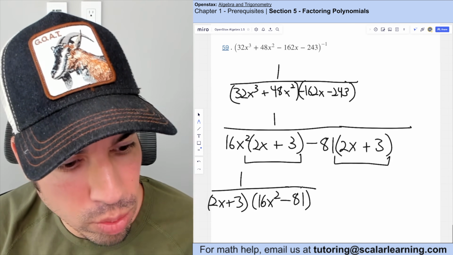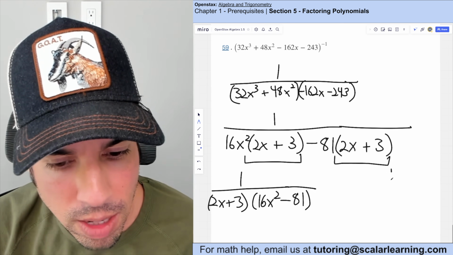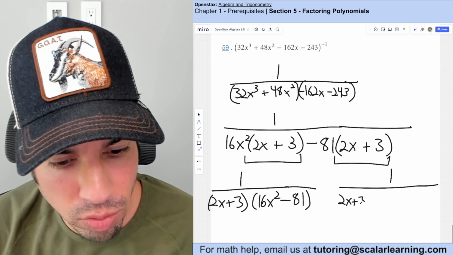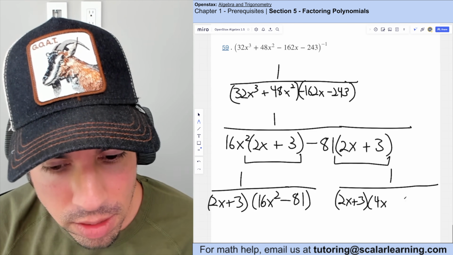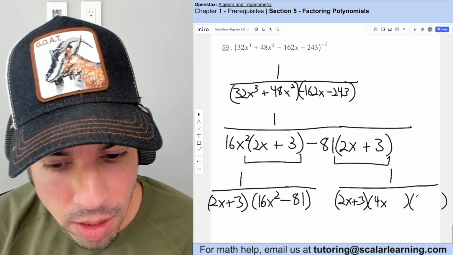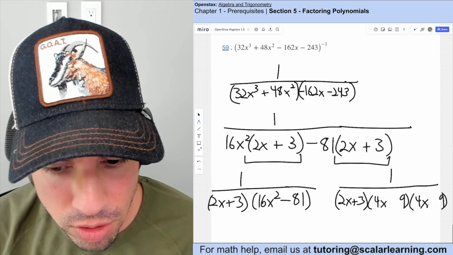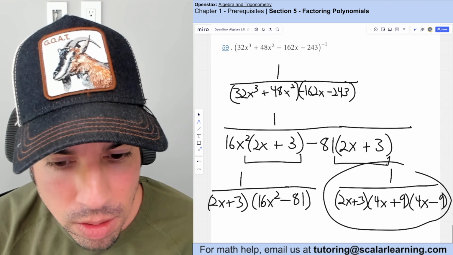And what you'll notice now is we have another difference of squares, of perfect squares, so we can factor one more time. So we've got 1 over 2x plus 3. And then to factor this, we have the square root of 16, which is 4x, like so. And then we take the square root of 81, which is 9. And since it's a difference of squares, we alternate plus, minus, boom, done.